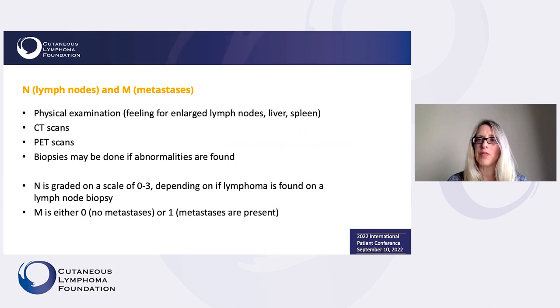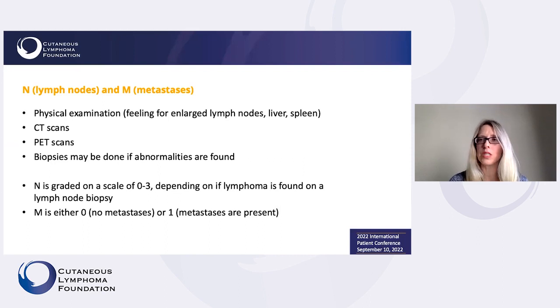N is looking at lymph nodes to see if they're abnormal, and M is searching to see if there's any metastasis or cancer spread to other organs. We do this through physical examination. So we'll feel for enlarged lymph nodes in your neck, under your arms, in the groin area. We can also feel to see if your liver or your spleen is abnormally large.